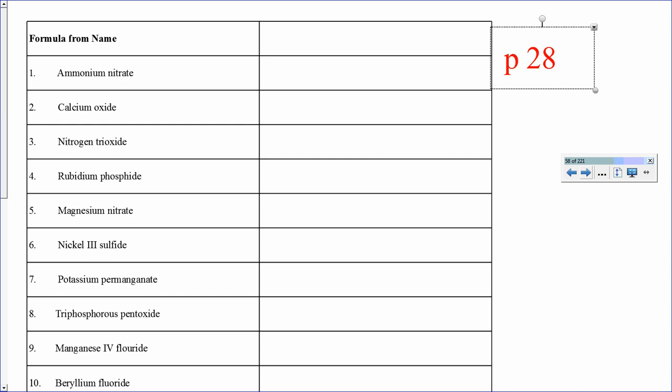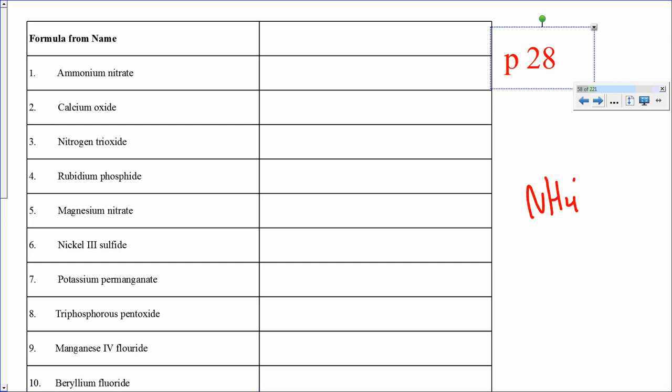So if we're going to jump back to page 28, you're looking at ammonium nitrate. What stands out to me is both of these are from reference table E. So you're going to flip to your reference table E and get your formula for each one. Because this is ternary naming, you do crisscross. So ammonium is NH4 with a +1 charge. Nitrate is NO3 with a -1 charge. When you crisscross them, you simply get NH4NO3.